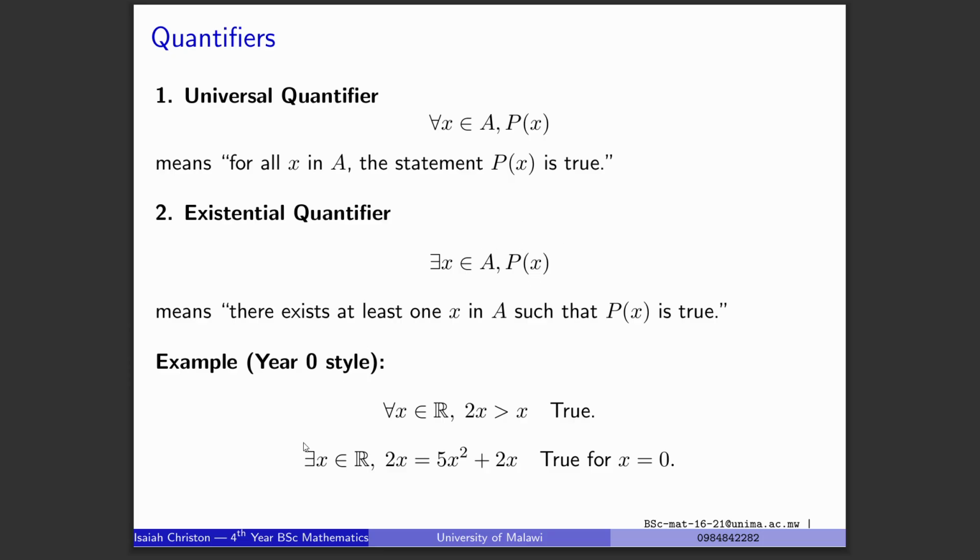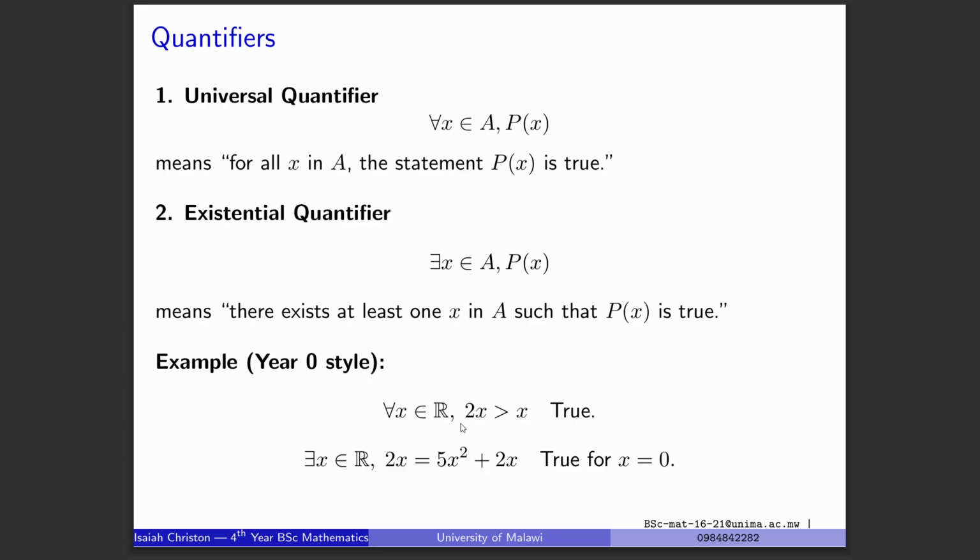So let us have the first example. There exists an element x in the set of reals such that 2x equals 5x squared plus 2x. Now in this one, as I said, we just look for at least one element in this set that will make this one true. Not every element, but just at least one. If we have one or two or three or however many, as long as we have one, this one is going to be true, and it is considered false otherwise.